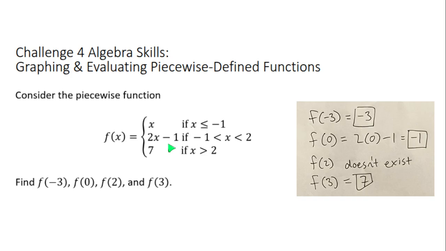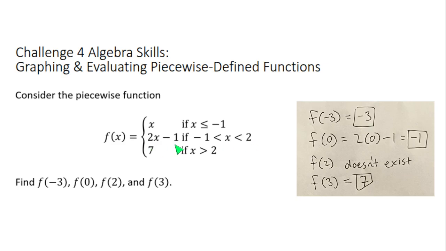Now let's look at f of 2. This is the most interesting one by far. Let's see which rule I should use, which piece of the function is relevant for an x value of 2. Well, is 2 less than or equal to negative 1? No. Is 2 strictly between negative 1 and 2? No, because x has to be strictly less than 2, and last I checked, 2 is not less than 2.